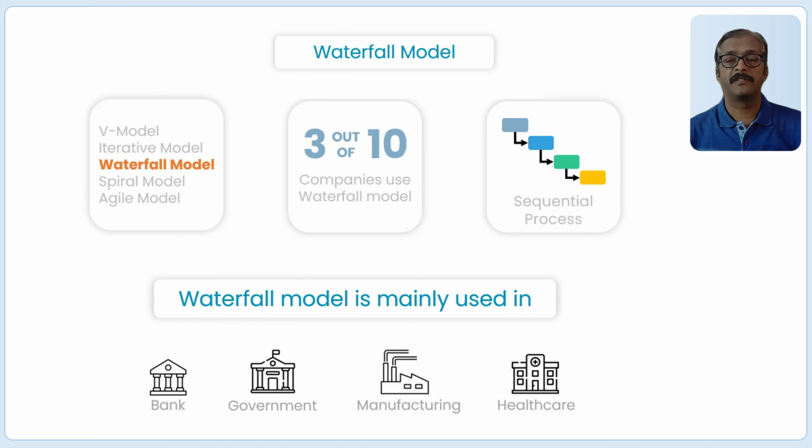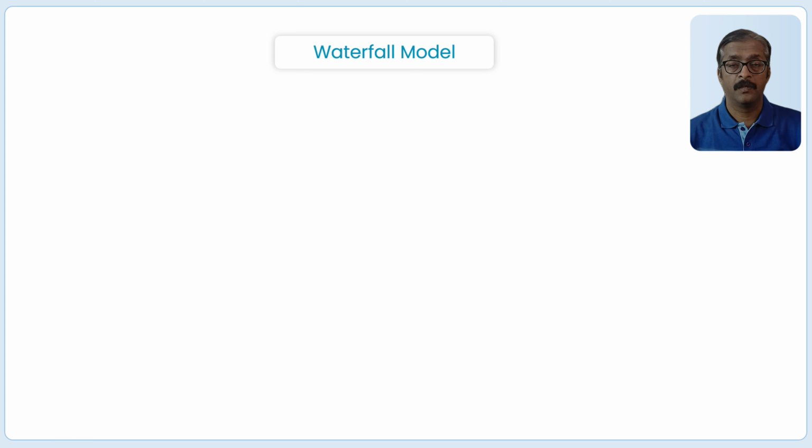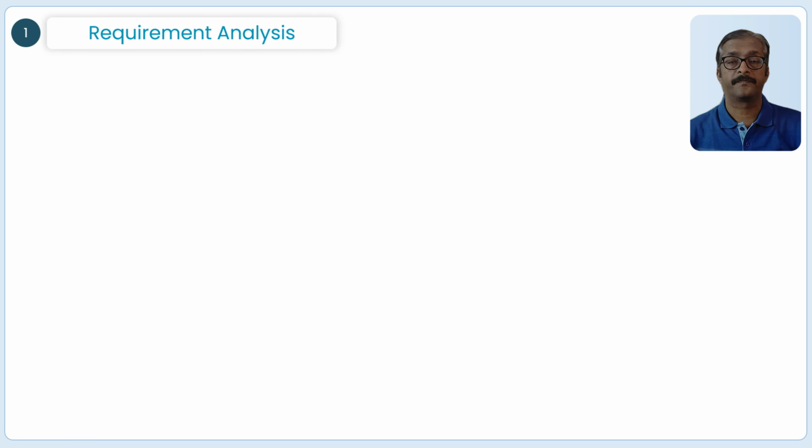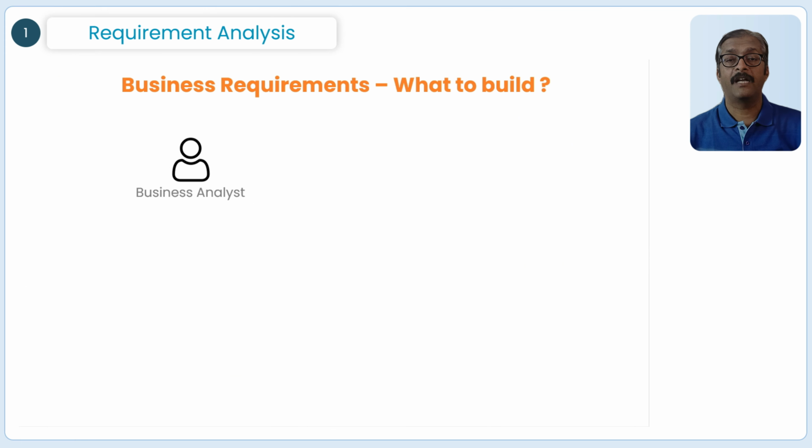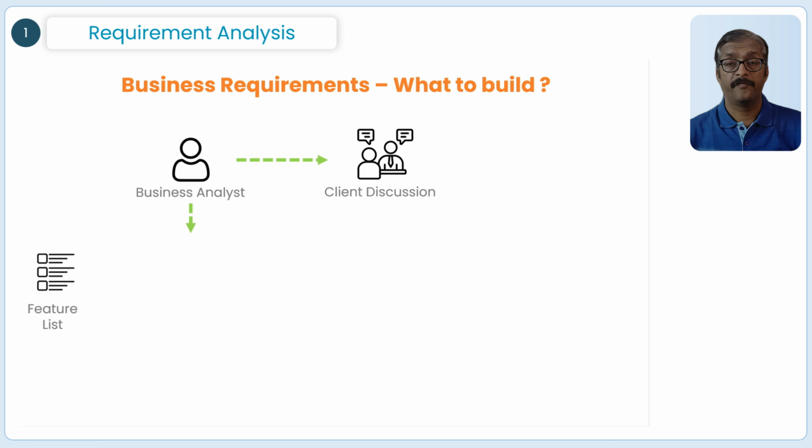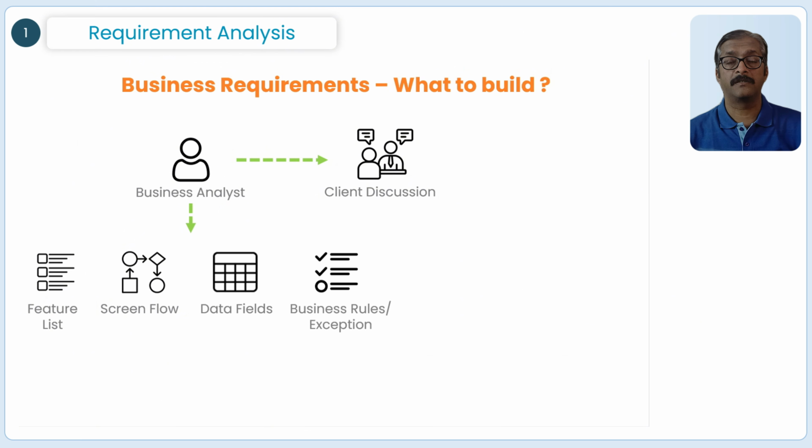Now let's look at the phases of the waterfall model. The first phase is requirement analysis. We start by understanding what the software is supposed to do. Imagine you are a business analyst at a bank. You talk to stakeholders and document all the details, including feature list, screen flows, data fields, business rules, exception cases, and more. You make sure nothing is missed because making changes later can be expensive and time consuming, as you may have to follow the entire process all over again.